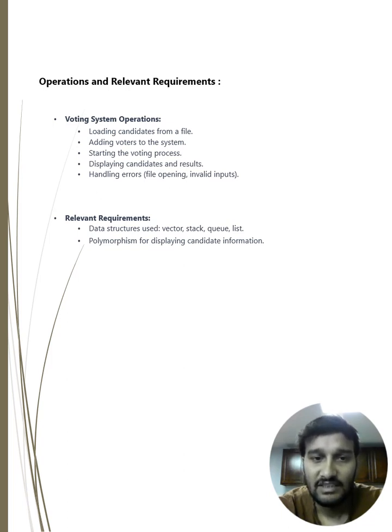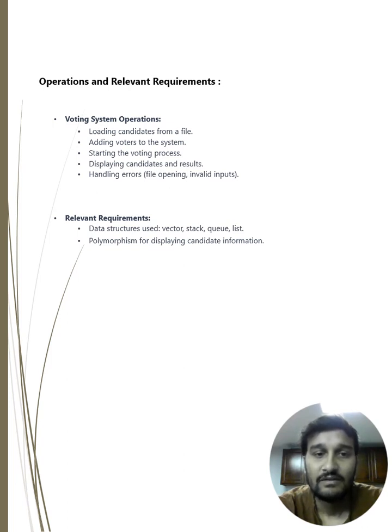Next is displaying election results. Present the final results, including the number of votes each candidate received. For this, we have the voting system class, and in that we have the display results method. This method displays the final vote count for each candidate, showing the outcome of the election.